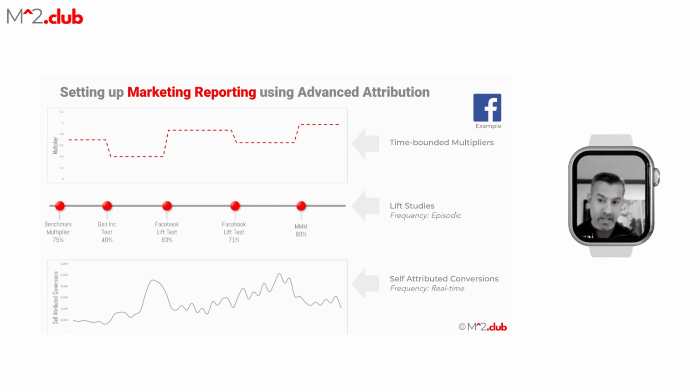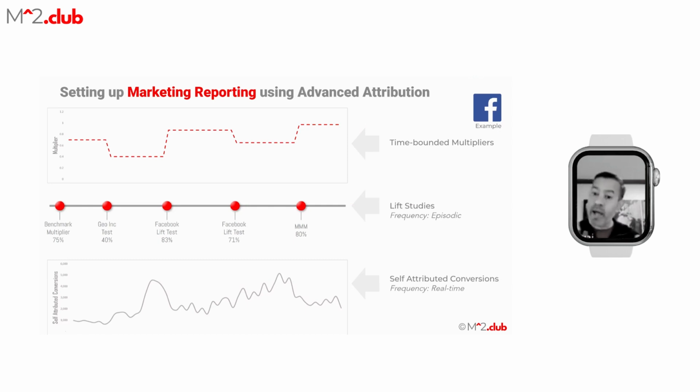And then you run these studies. It could be a diversity of studies. You can start with simply a benchmark that you apply, then you can run a geo test at some point. You can run a Facebook lift test much more frequently. And you can translate all of those into multipliers. The important concept here is that these multipliers are time bounded. You can apply a multiplier for a range. For example, in this first case, we applied a 75% benchmark for a period of time until we got a geo test. Once we got the geo test, we calibrated down to 40%. Again, we ran another test for another season and got an 83% multiplier.